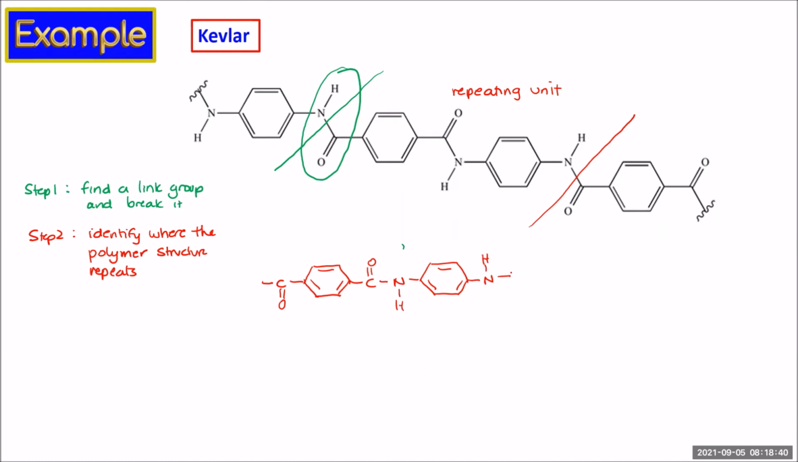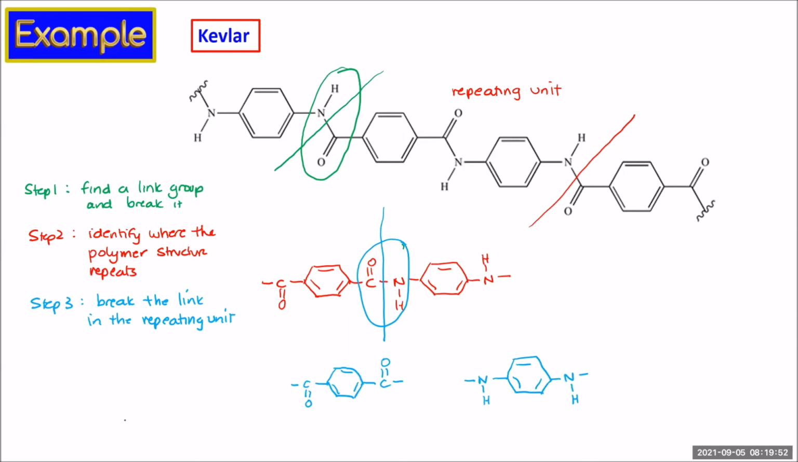Step 3 is to break the link in the repeating unit. All right, we find that we have an amide group. We're going to slash that down the middle, separate it off into its 2 parts. The final step is to put in our hydroxyl group and our hydrogens. So we put the hydroxyl group back on the carboxylic acids, and we put the hydrogens back onto the nitrogens. And these are now the 2 monomers that we use to form Kevlar.